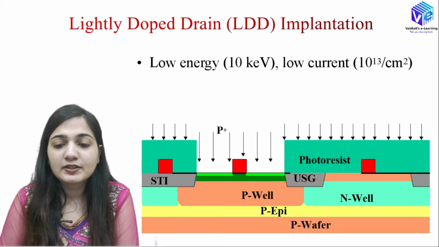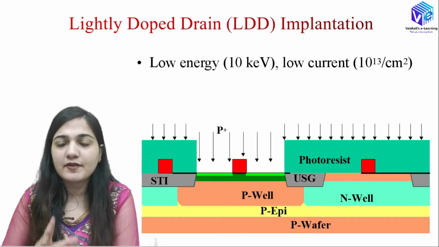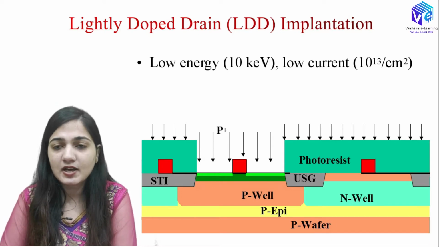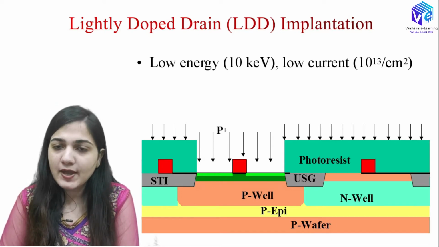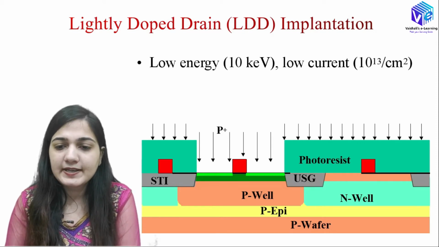Now we are using the low energy, 10 kilo electron volt, for the very thin layer of the doped region. I don't want a very high penetration of this doped region inside the semiconductor, so for that I am using the low energy. Okay, so this must be clear for now for LDD implantation.